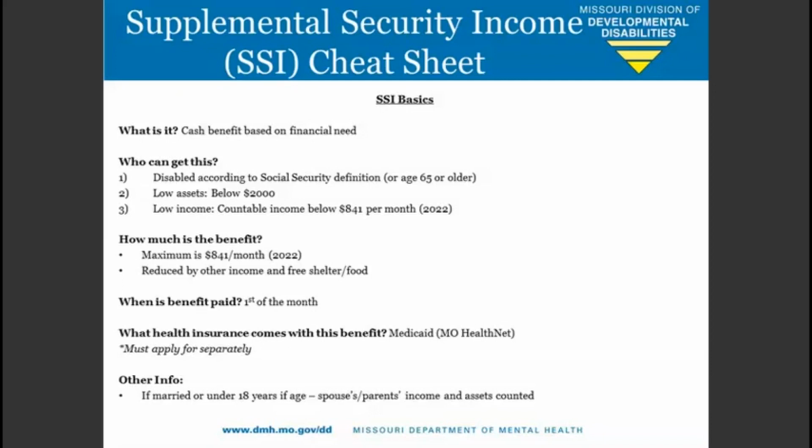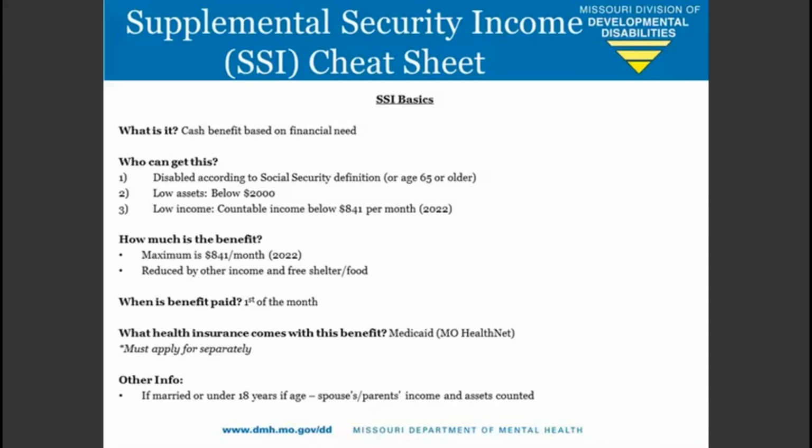So also you can get it if you are 65 or older. So you must have a lack of assets. So assets must be below that $2,000 limit. Also low income. So they're looking at that countable income being below $841 per month. So the amount that one is going to get is going to be based on that federal benefit rate. So again, the maximum for this year is $841.